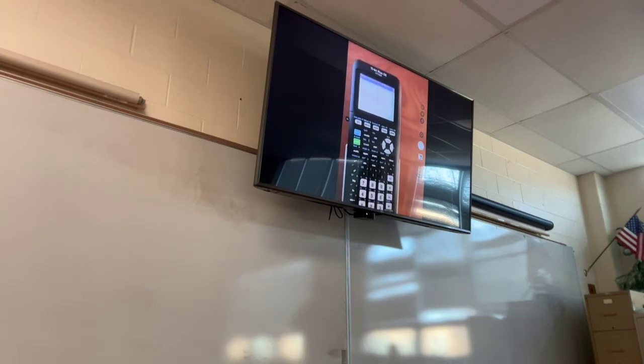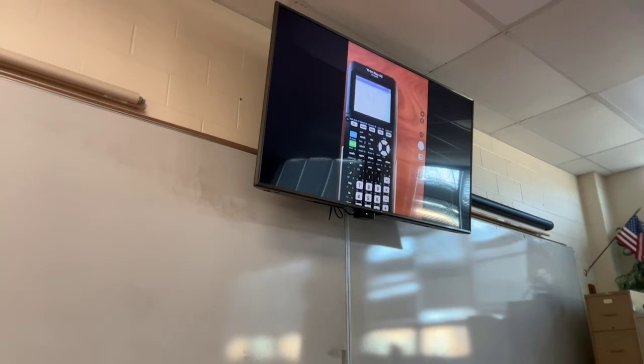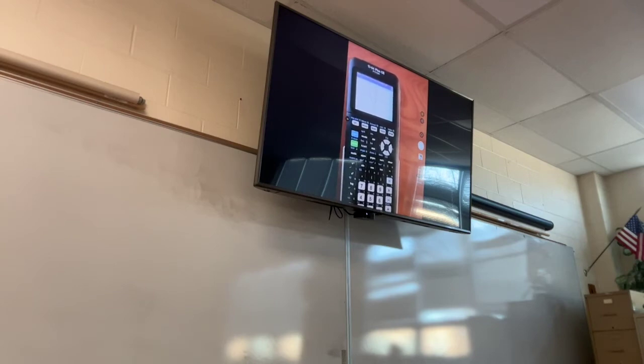Top left drawer of my desk. You want to get a Texas Instruments one. I don't know how to use those. Okay, what does it look like?